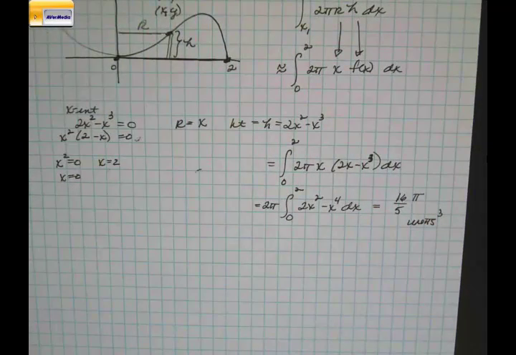Let me see if I can show you a picture of this one now. Sometimes it's easier to just go ahead and set it up and do it, then later look at the picture and see if it all really fit together.